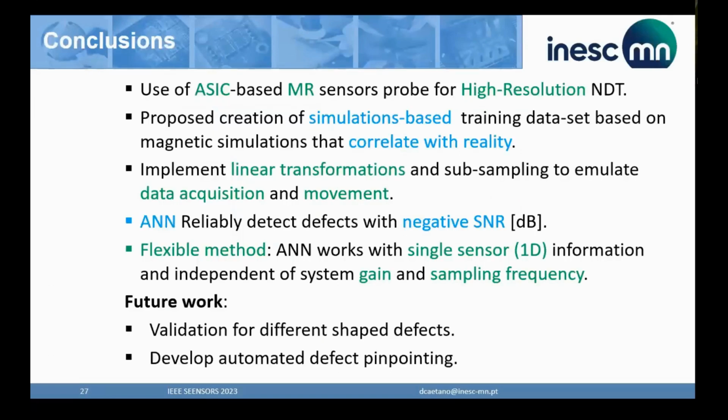In conclusion, we used an ASIC to interface the MR sensors. This was previous work. We created the data set just based on simulation, and it translates very well to real data. To extrapolate, to increase the data set, we did some linear transformations that do not add any information, and we were able to detect reliably. So for future work, I'll have to check if this also works with different types of defects, since these were boreholes, and also develop an automated method.